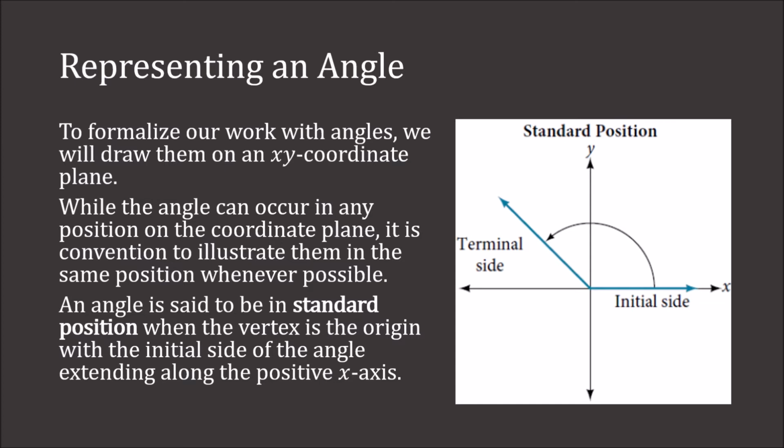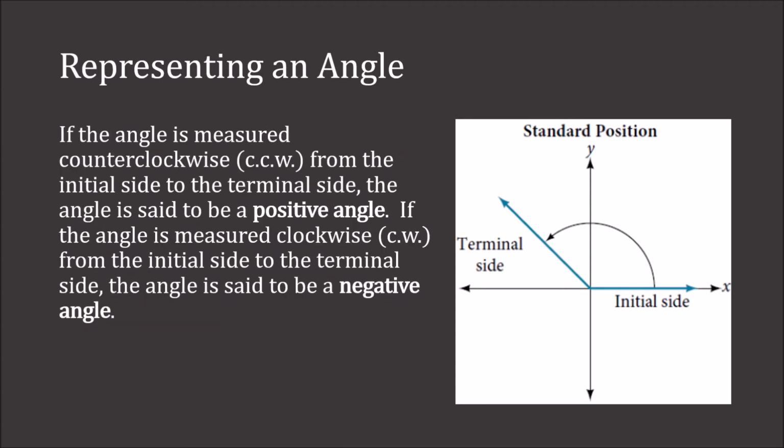If the angle is measured counterclockwise from the initial side to the terminal side, as shown in this figure, the angle is said to be a positive angle. So the angle will have a positive magnitude. If instead the angle is measured clockwise, so we rotated it this way instead, then the angle is said to be a negative angle, right? It'll have a negative value.